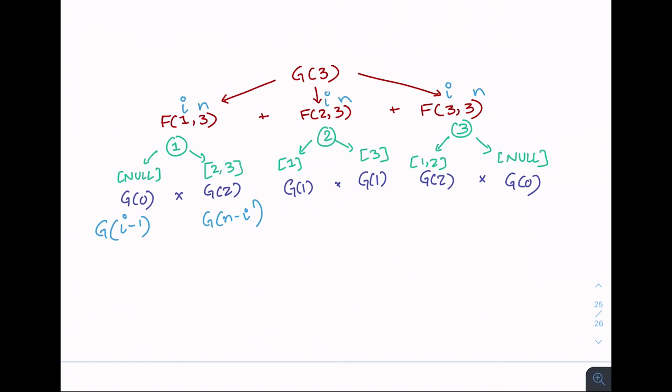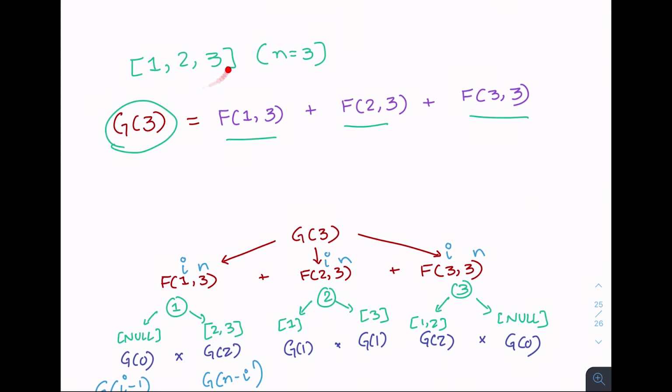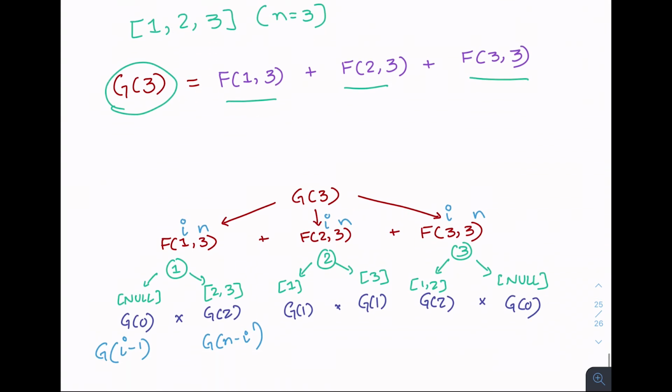So the number of elements to the left will be all the elements smaller than this, which will be i minus 1. Then you have all the elements that are greater than this current root, which will be all the numbers after this current node, which, for example, here will be 2 and 3. So you write something like n minus i, which will be 3 minus 1. So this gives you 2. So you write 2 here.